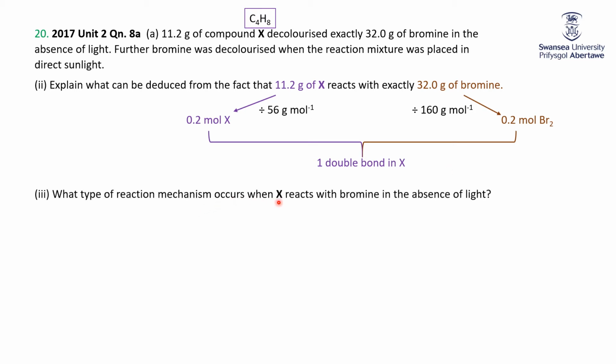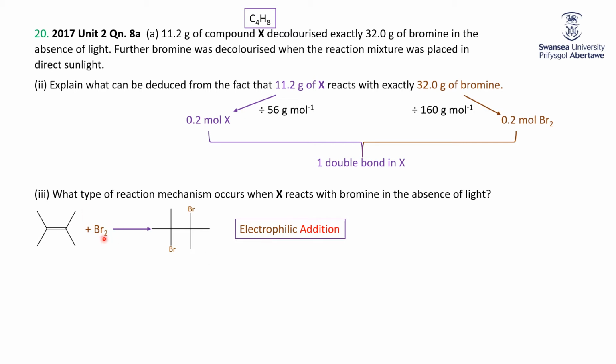What type of reaction mechanism occurs when X reacts with bromine in the absence of light? There is alkene plus Br2. Br2 adds across the double bond. It's an addition reaction. And indeed, it is an electrophilic addition reaction because what's happening here is that the reagent attacking likes electrons, those pi electrons, in the double bond.